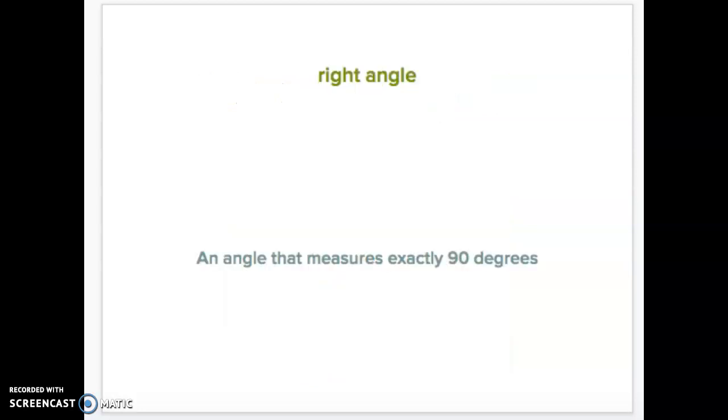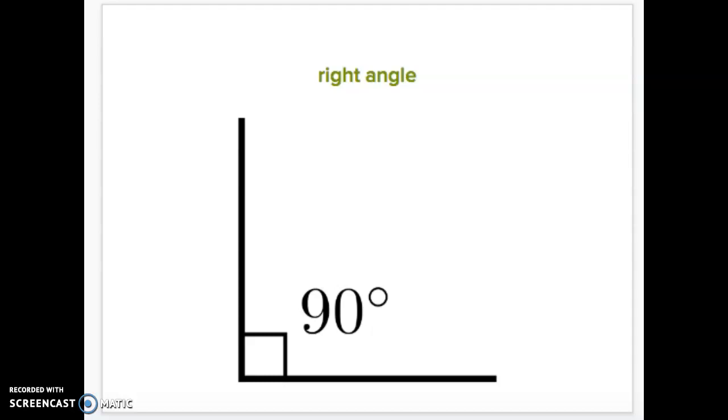The first one we're going to start with is right angle. A right angle is any angle measure that is exactly 90 degrees. So we talked about this in 1.2 with perpendicular. When we have a perpendicular line, we have a right angle, or 90 degrees. And you'll see here that we have a 90-degree angle like we did with perpendicular.